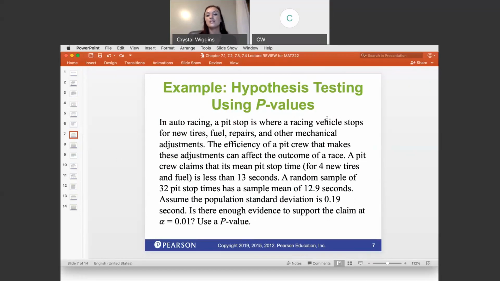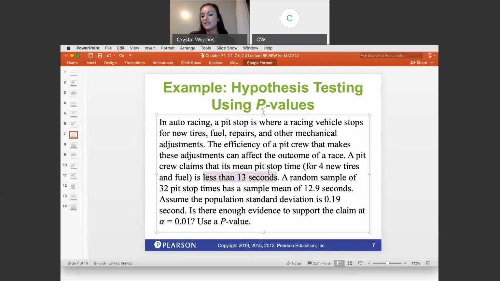Hopefully you have downloaded this PowerPoint from your course and you have it in front of you because you're going to need it to reference the numbers when we're putting this in our Guru. Unfortunately, I can't show you this PowerPoint and our Guru at the same time. So I need to write these down so I have them. Working on that now. I have my claim, less than 13 seconds.